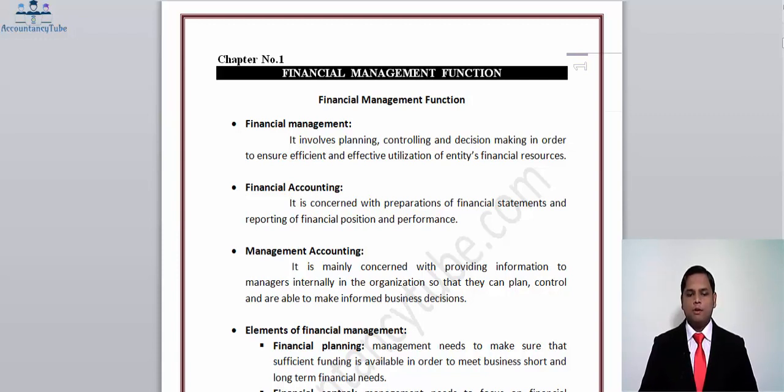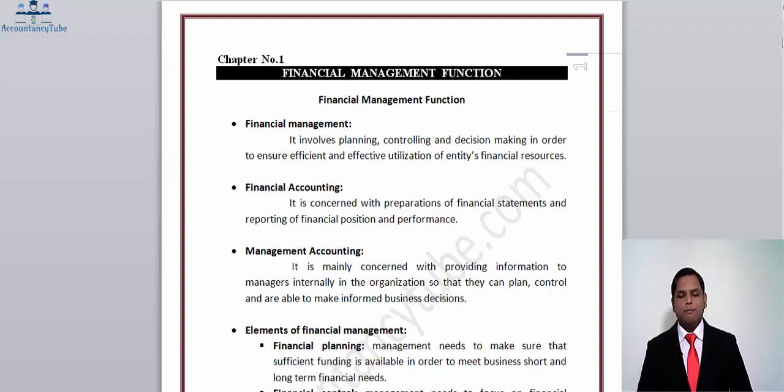If you come to page number 1 of your lecture notes, first we have got the name of the chapter, that's financial management function. After that, we have got a few definitions. Let's start with the first definition. Financial management involves planning, controlling, and decision making in order to ensure efficient and effective utilization of entities' financial resources.